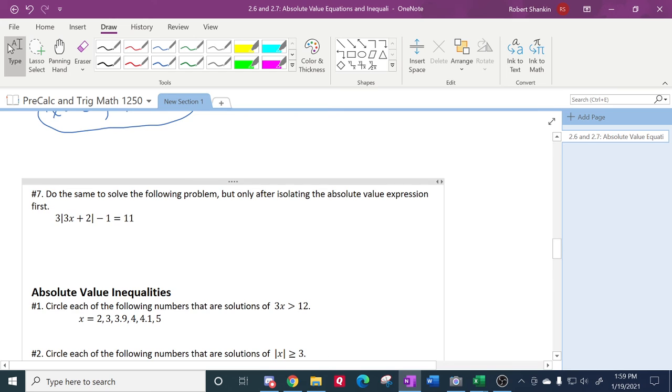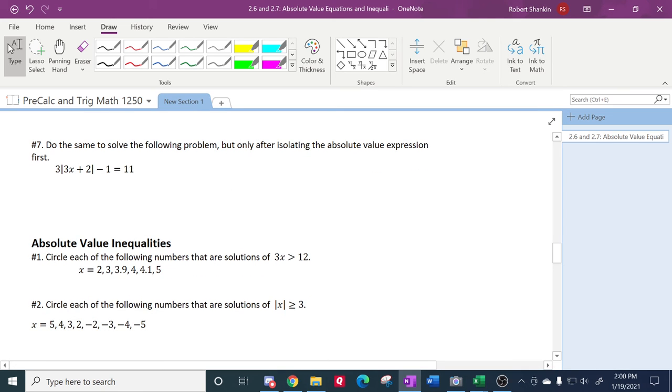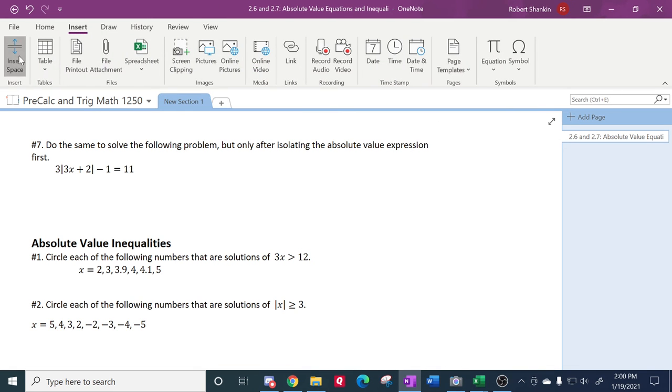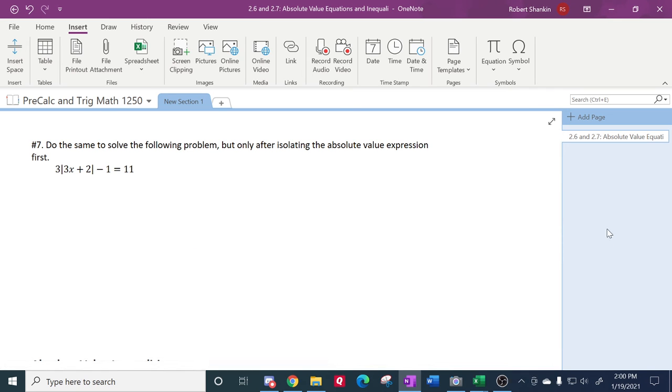All right, so on number 7, let me give you just a little bit of time if you haven't already done number 7. I'll do that one in a moment. Okay, 15 seconds more. Okay.